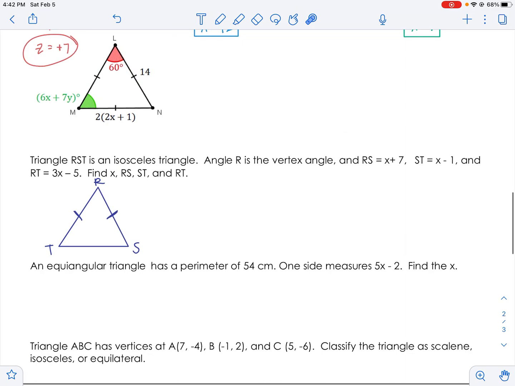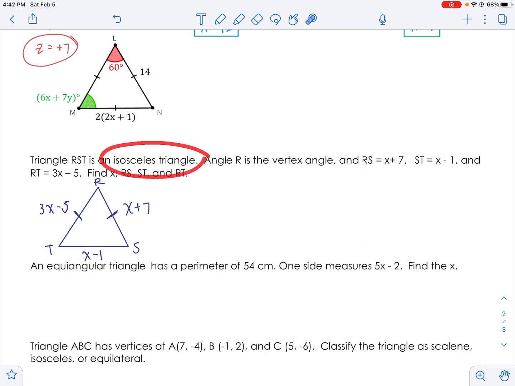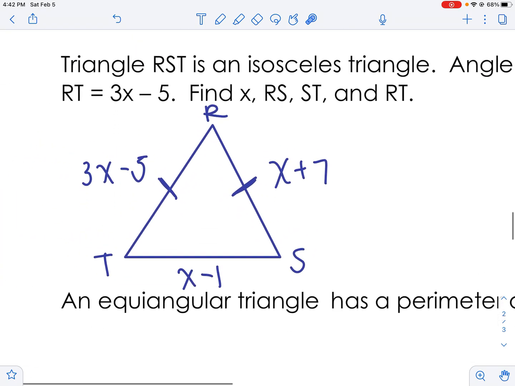And if I keep reading, RS is x plus 7. I'm going to put that on here. ST is x minus 1. And RT is 3x minus 5. Now, a lot of times these word problems try to trick you, but you're smarter than they are. You know how to draw an isosceles triangle. You know how to label. You know how to put this information on there. And then we can look at our picture and figure it out.